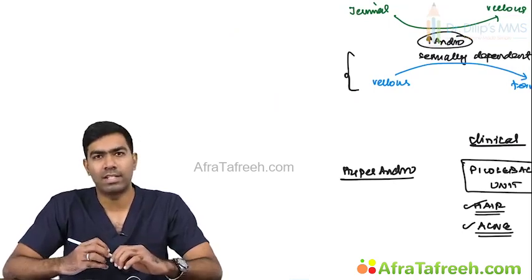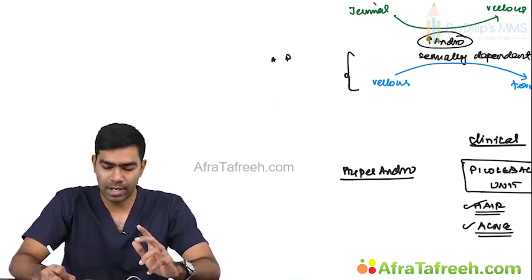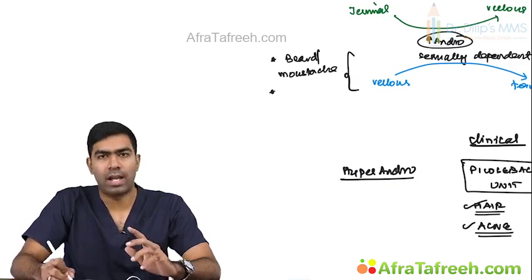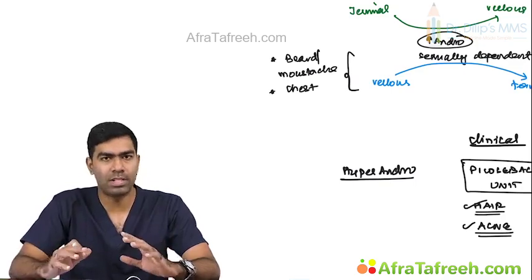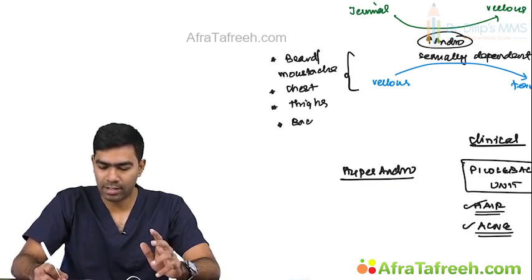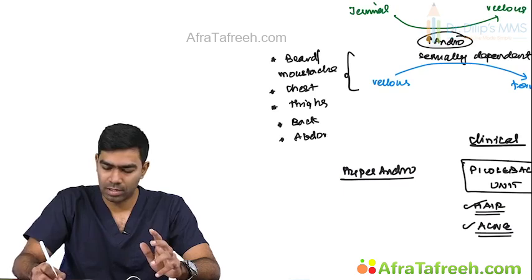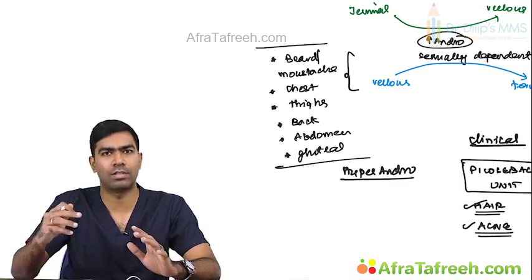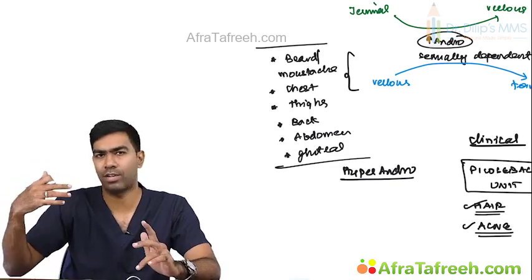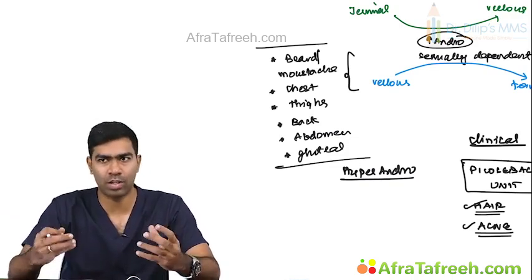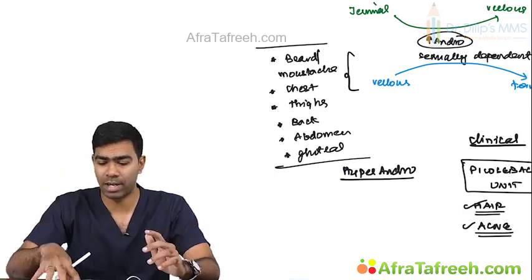How can they transform vellus hair into terminal hair? In certain sexually dependent areas like your beard area and mustache area, that means the face, and your chest, especially around the nipples and the middle of the chest, and pubic regions, especially the thighs, back, abdomen, buttocks and gluteal region. These are sexually dependent areas, and excessive androgens can transform vellus hair to terminal hair, so these areas will have new hair growth and look darker, like a beard and mustache.